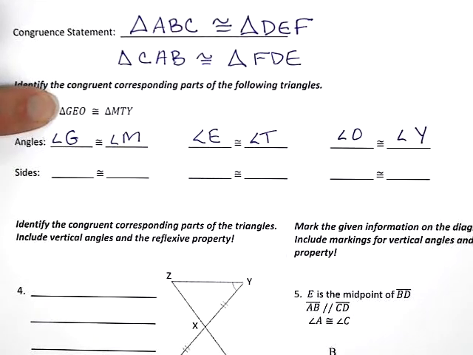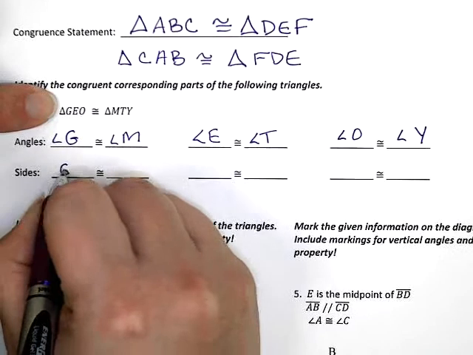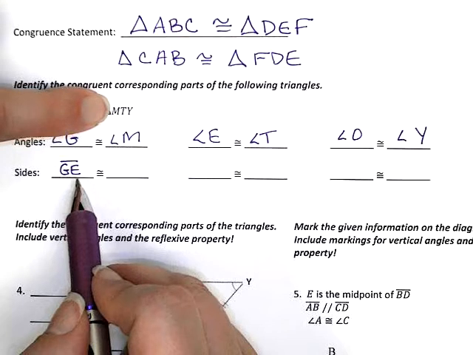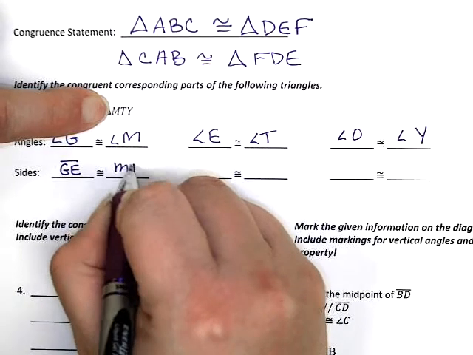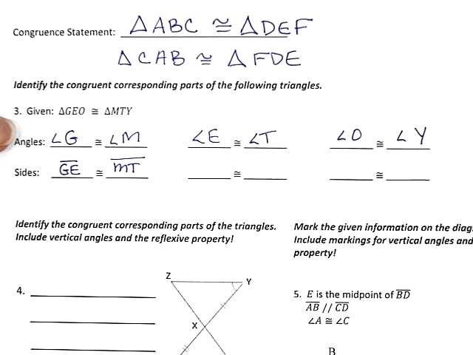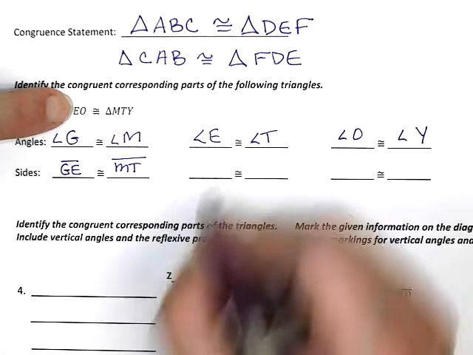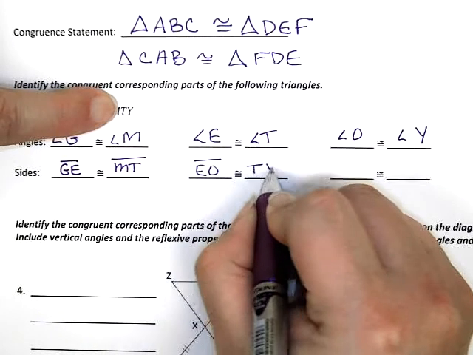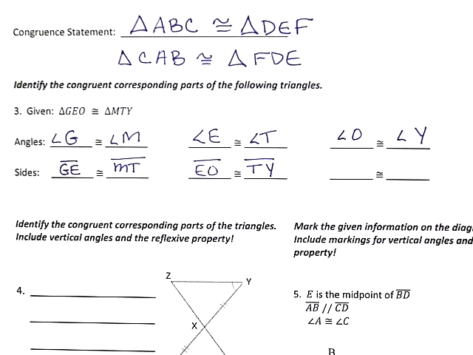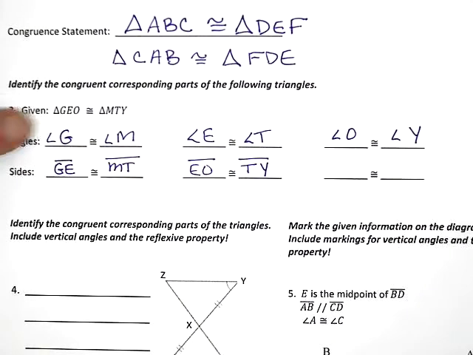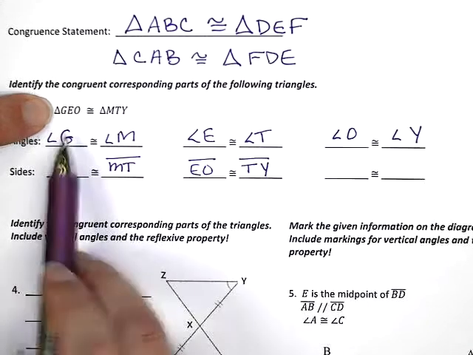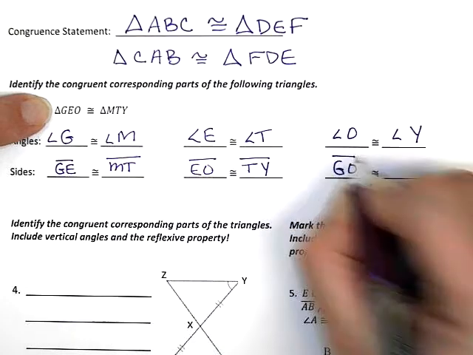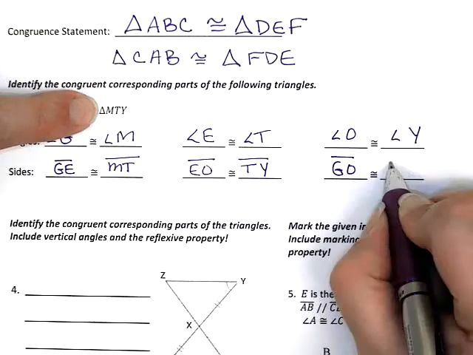Look at the first 2 letters in your first triangle. It's GE. Well, that is going to be congruent to whatever the first 2 letters are on your second triangle, which in this case is MT. Then look at the last 2. EO is congruent to TY. Then this third one is a little bit harder, but it's still not that bad. Look at the first and last letter in your triangle. So in this case, my first letter is G, my last letter is O. So GO is my third side, and then in this one, MY would be my third side.